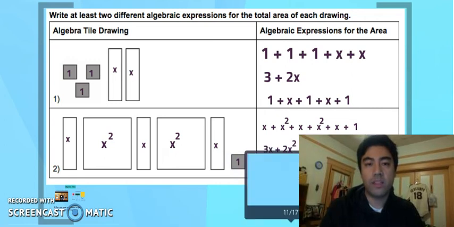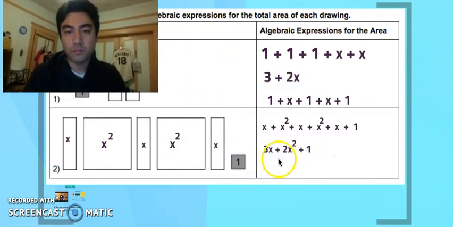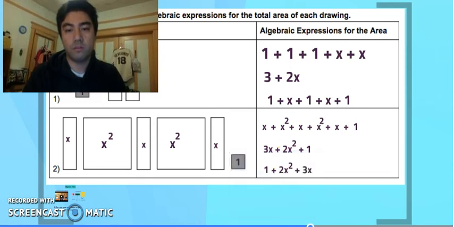One way that I thought about it is, why don't we put the x's together? Here's 1x, here's two groups of x's, here's 3 x's together. So 3 groups of x plus how many x squared tiles do I have? Well, I have 2 of them. So I have 2 groups of x squared plus a 1, since there's only 1. So 3 groups of x plus 2 groups of x squared plus 1. Okay.